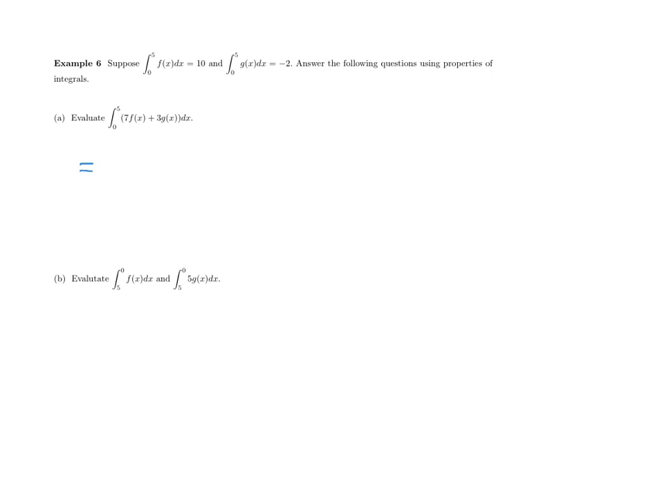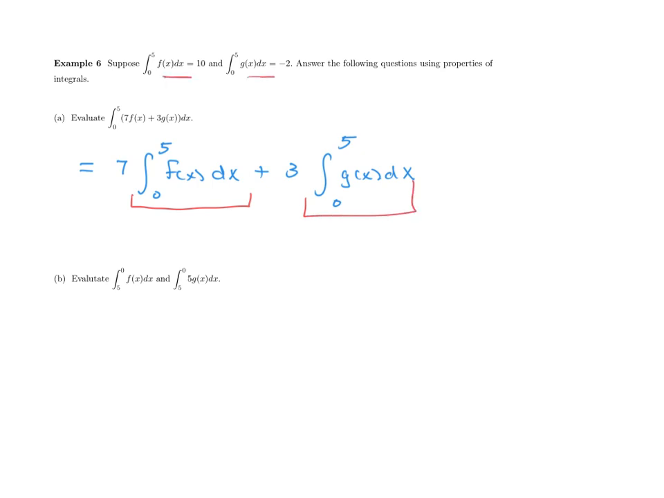Based off of property 3, this is equal to 7 times the definite integral from 0 to 5 of f of x plus 3 times the definite integral from 0 to 5 of g of x. Because we broke apart the sum and then factored out the constants, we are left with this part and this part. And we're actually told what those values are equal to. So we can plug in numbers for both of those things. This is 7 times 10 plus 3 times negative 2. That is 70 minus 6, which is 64.